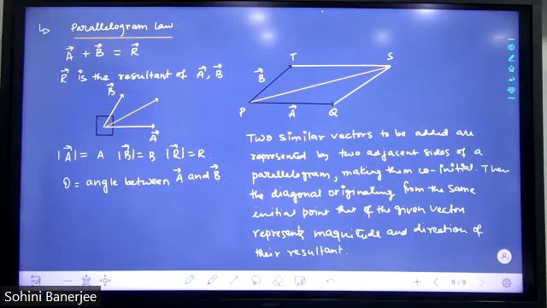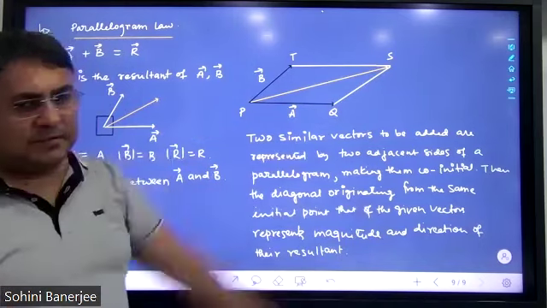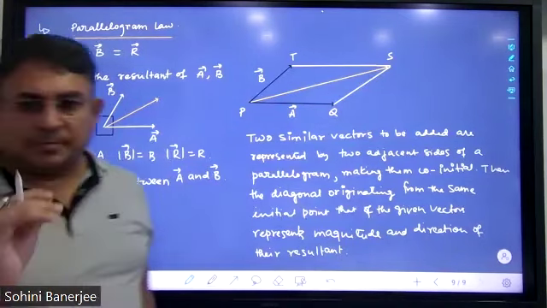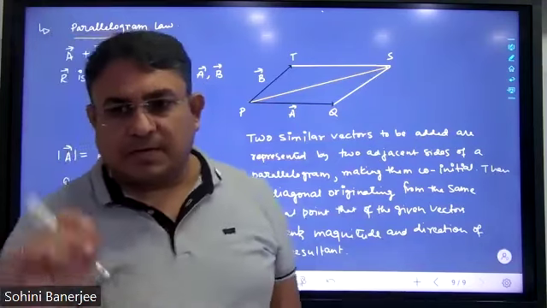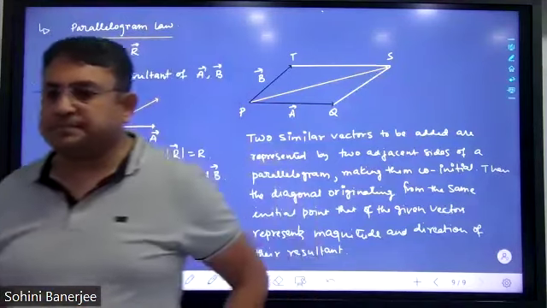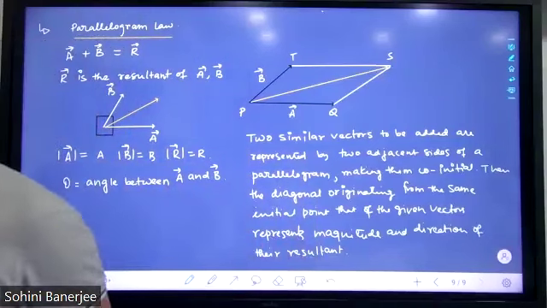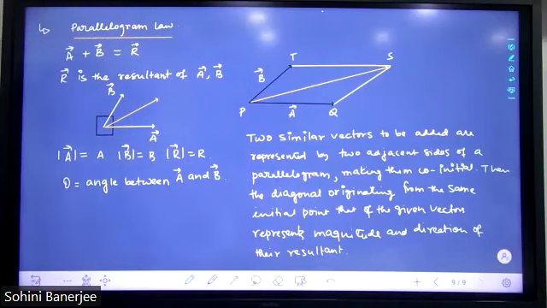Okay. This diagonal originating from the same initial point represents the resultant of the given vectors. Clear? A and B made co-initial, parallelogram completed, draw the diagonal originating from the same initial point, that is the resultant. Okay.